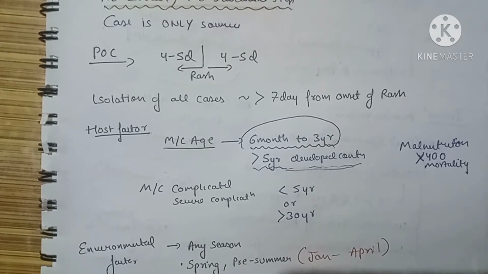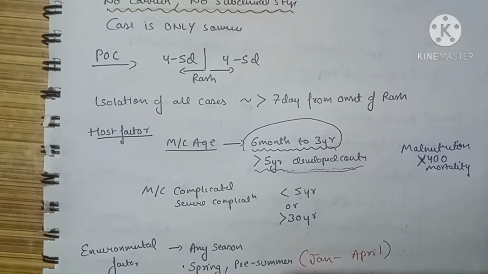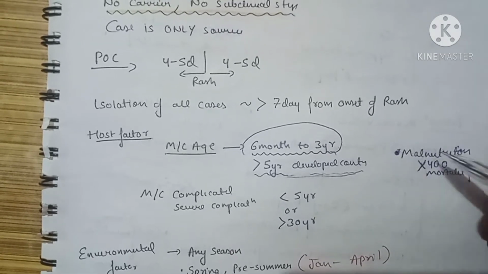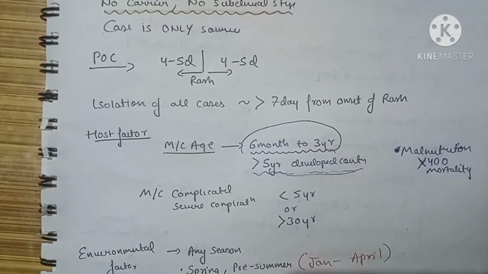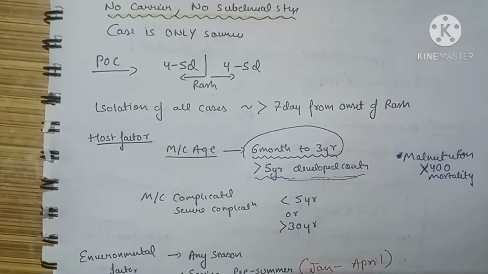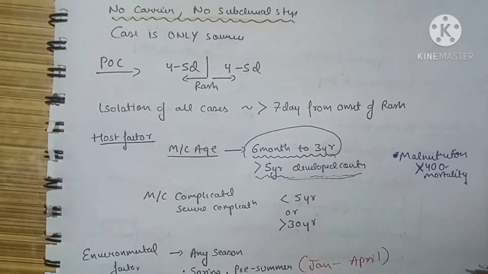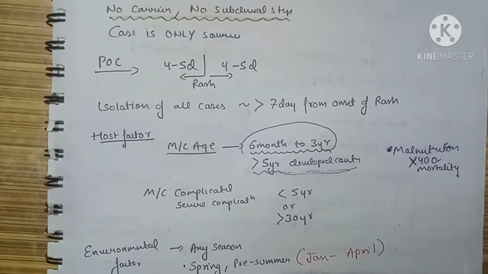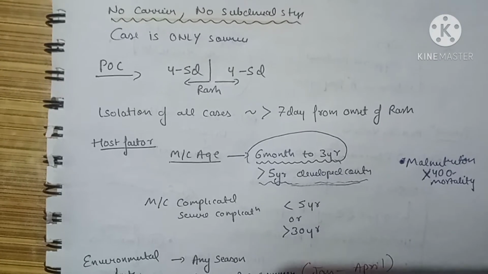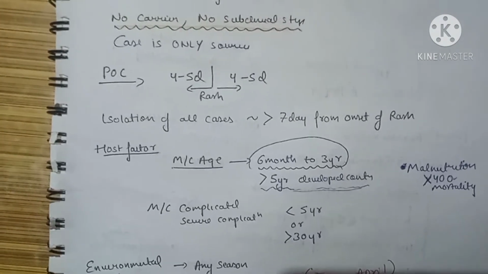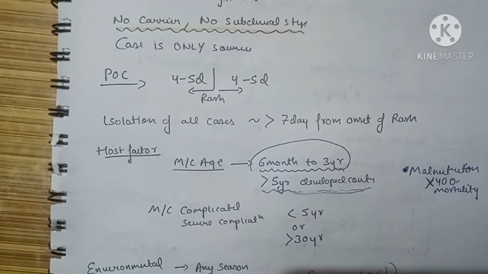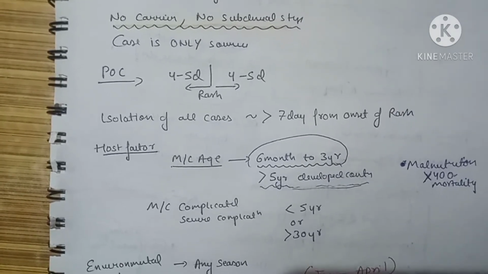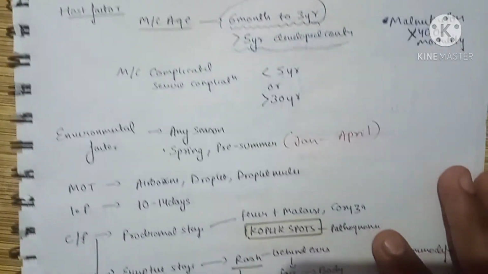Plus, one more important thing we need to remember is that when the child is suffering from malnourishment, the disease severity or the mortality rate increases to about 400 times. In malnourished children, the disease not only remains for a longer duration, so it affects the child, but the transmission of disease is also going to be for a longer period of time. Okay, so these were the host factors.